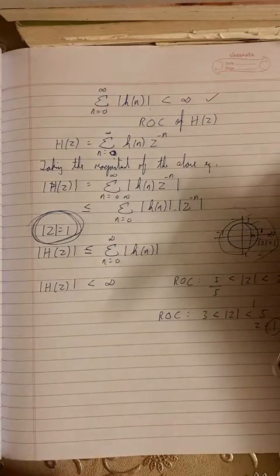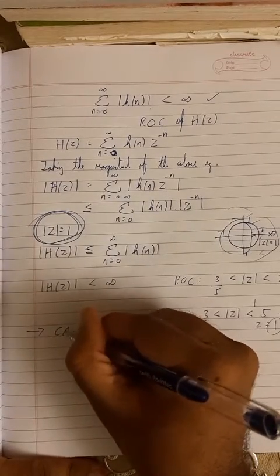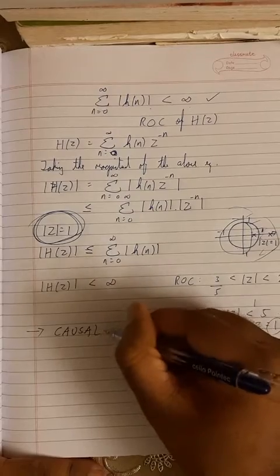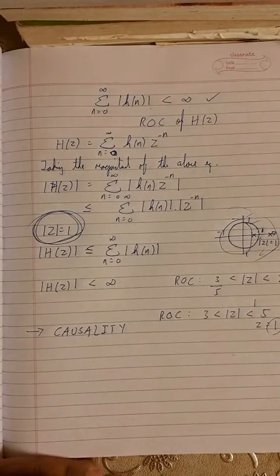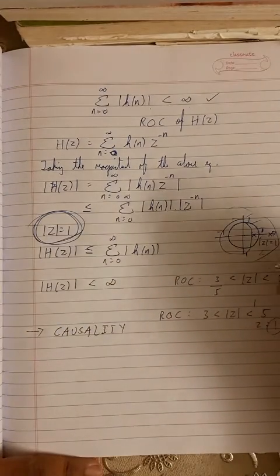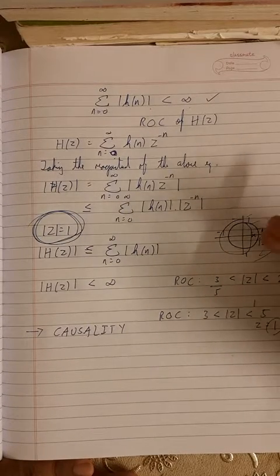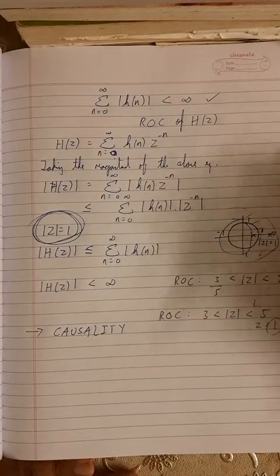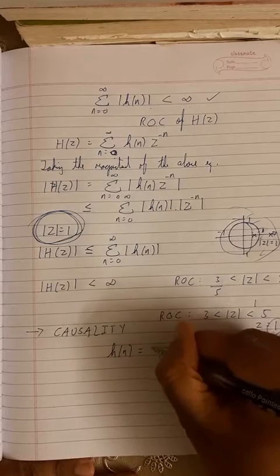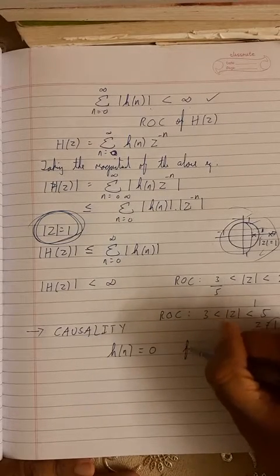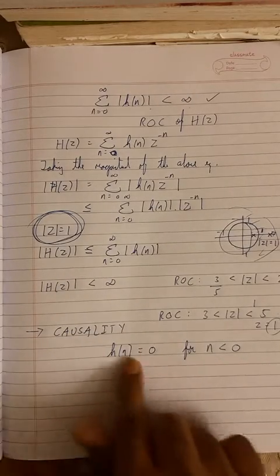Now next you're going to understand how to check whether the system is causal or not, or how you check the causality of the LTI system. We all know the meaning of a causal system. Causal system means the output of the system should depend only on the past and the present input, right? Or in other words, the value of h of n must be equal to 0 for n negative. This is called the causality of the system.